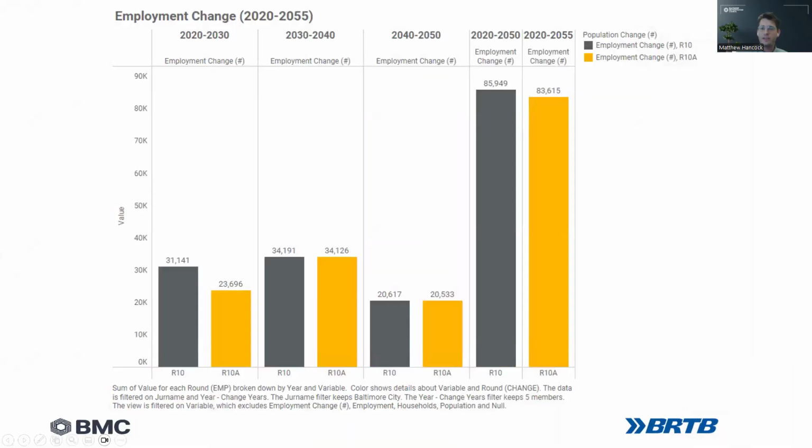Again, with employment showing about 7,400 fewer jobs in that 2020 to 2030 period compared to R10. But this is also offset by the stronger 2030 to 2040 performance, where round 10A is outpacing round 10.